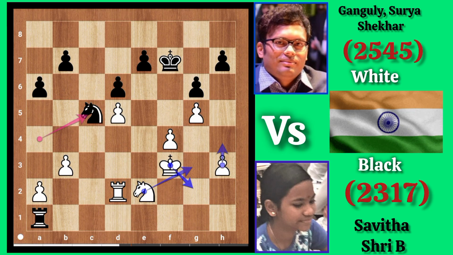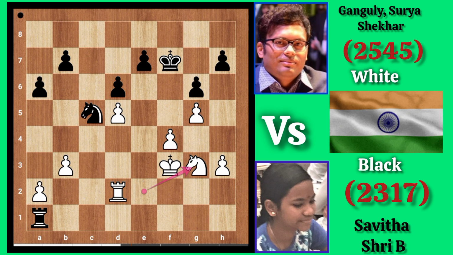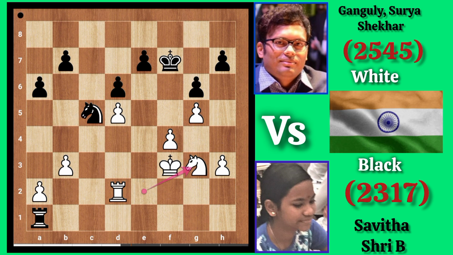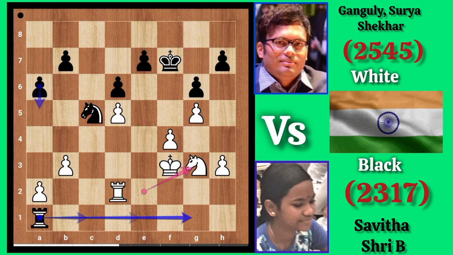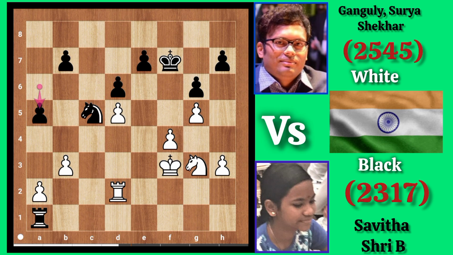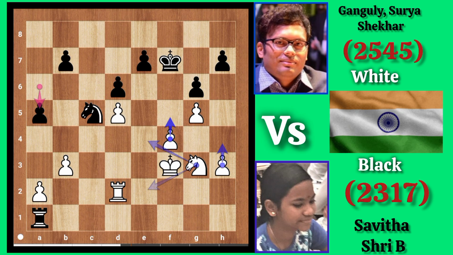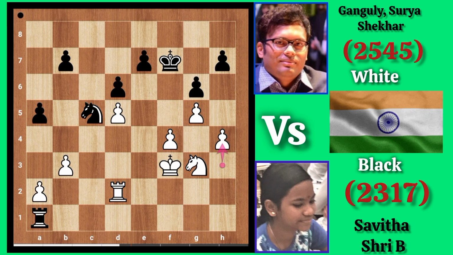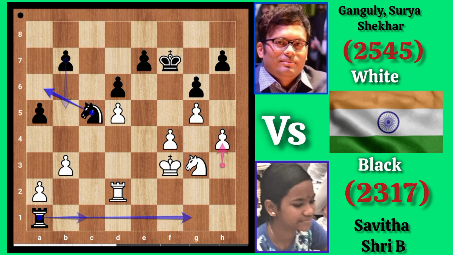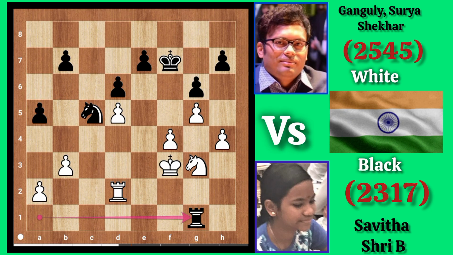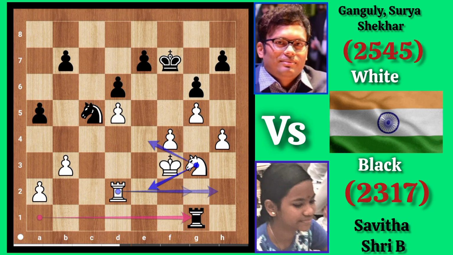36. Knight g3. White tries to regroup his knight to defend the king's side. 36. a5. Black fixes the queenside pawns, preparing to completely freeze White's pawns out. 37. h4. Ganguly tries one final desperate push for counterplay on the h-file. 37. Rook g1. Black restrains White's ideas, pinning the knight to the defense of the king's side.